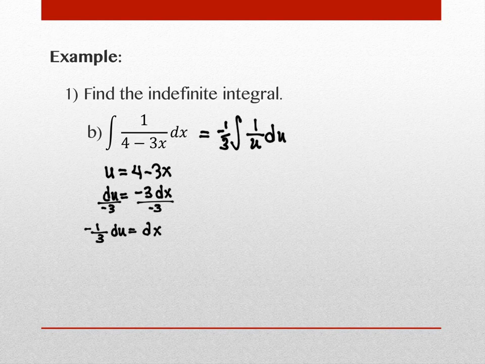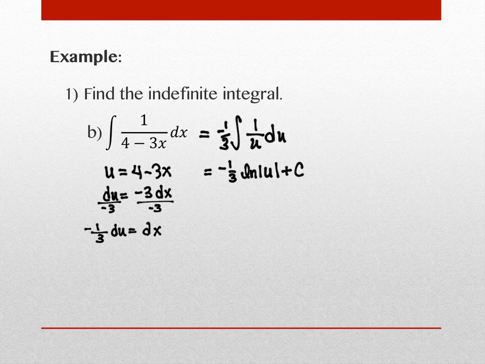Does it look like property number 12 now? It does. I've still got a negative 1/3 at the beginning. That's fine. What's the antiderivative of 1 over u? Natural log of absolute value of u, right? And always a plus c. But I'm not done. Why not?